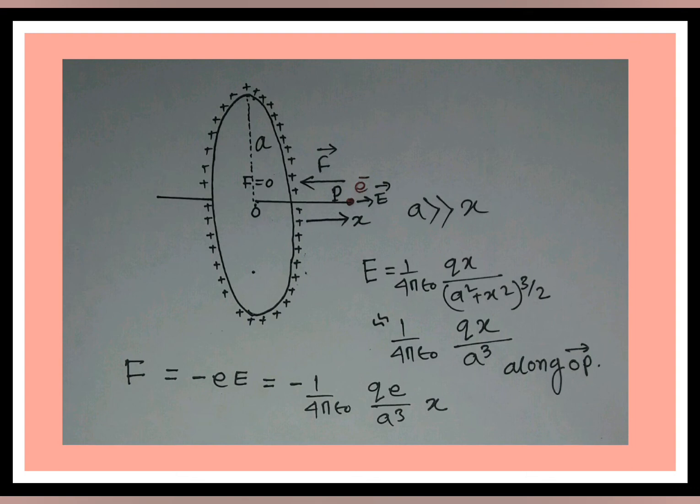Therefore, the force on the electron F equal to minus 1 by 4 pi epsilon naught, Q e x by a cube. This force is directed toward the center of the ring, that is, the force and the displacement are oppositely directed. Here we see that the force is directly proportional to the displacement x. This is the characteristic equation of simple harmonic motion, and therefore the electron oscillates simple harmonically. Now we find out the frequency of the oscillation and the time period of the oscillation.